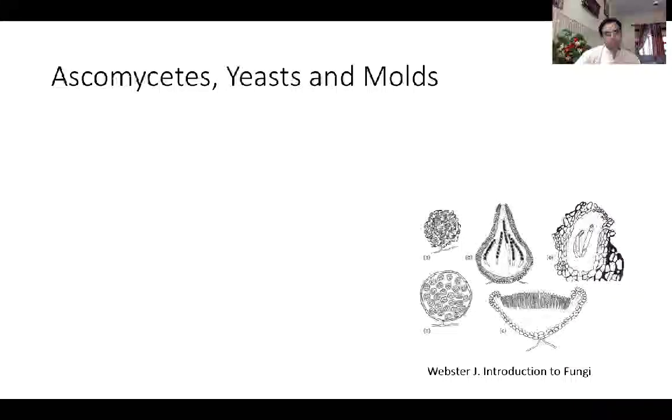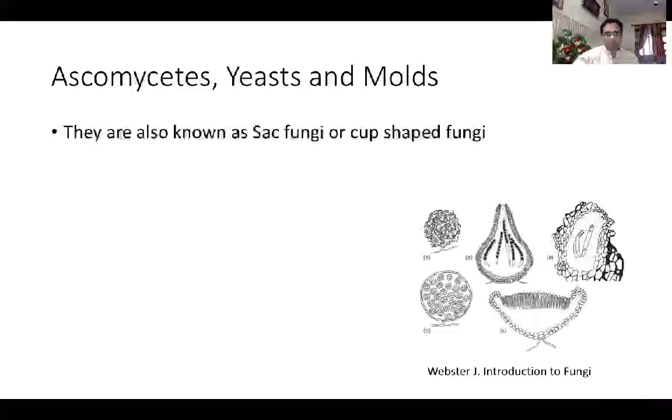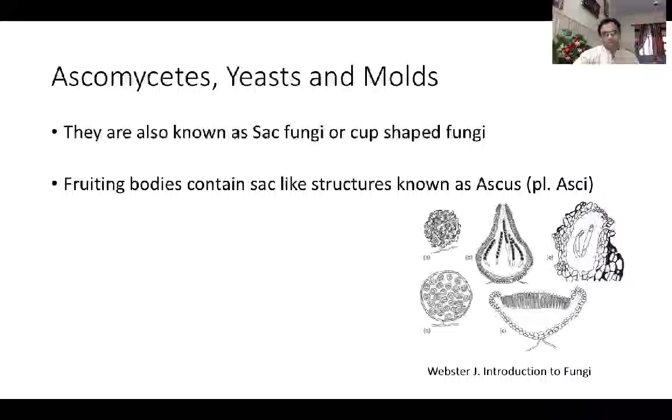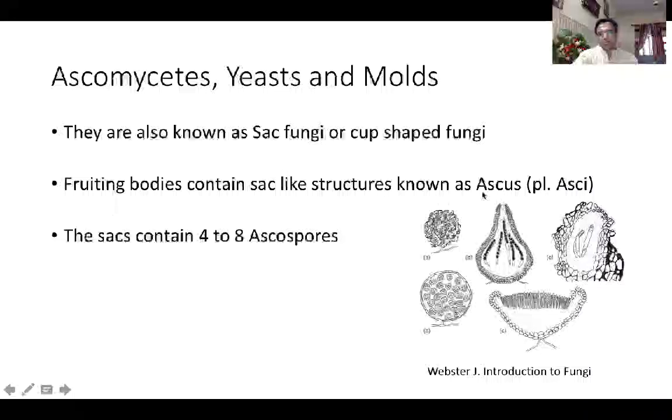Then the next important group of fungi are Ascomycetes, yeast and mold. They are also known as sac fungi or cup-shaped fungi. They are known as sac fungi because of the sac-like structures they contain. These sac-like structures are present in the fruiting bodies. They contain the sexual spores known as ascospores. These sac-like structures are also known as asci. As in this figure, it's clear that each ascus contains a number of spores.